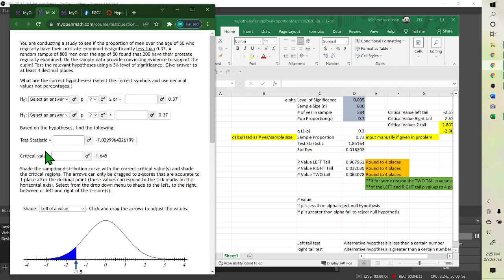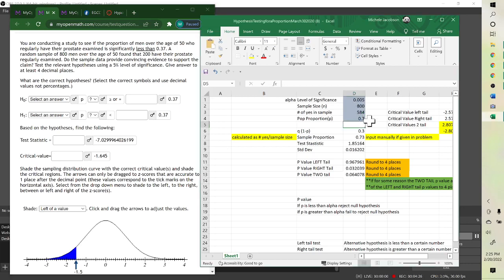To find the test statistic and the critical value, we use this again. We wanted, using a 5% level of significance, 5% would be, 1, 2, got to get rid of a 0. It would just be 0.05.